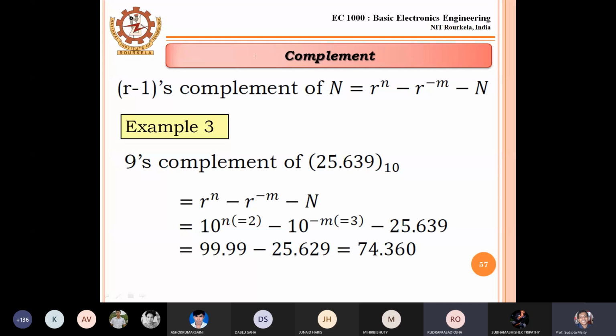Now, example 3. Again, a similar process, that means r minus 1. This formula we will use when r is an odd number. You have to understand by observing the question.